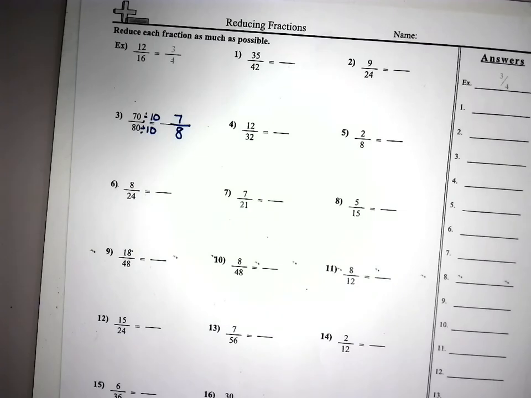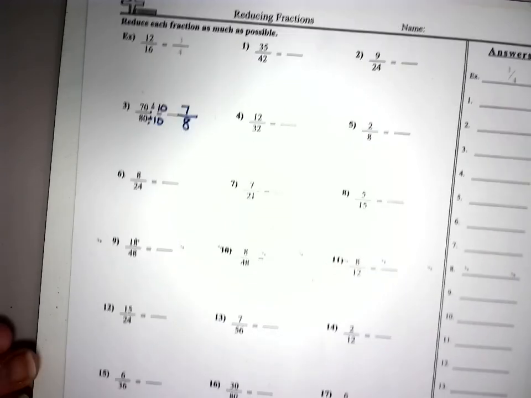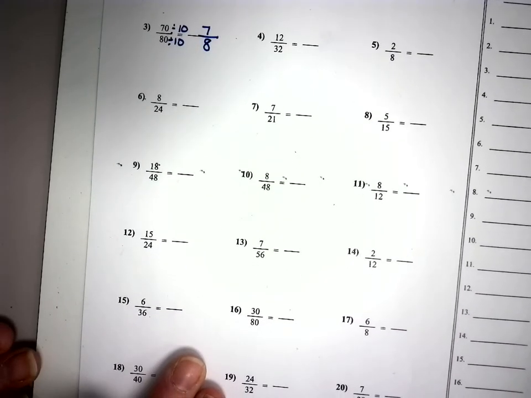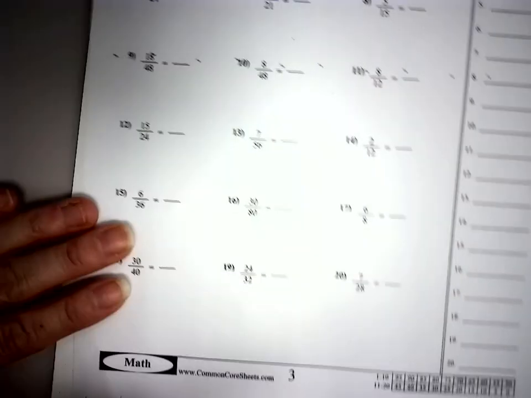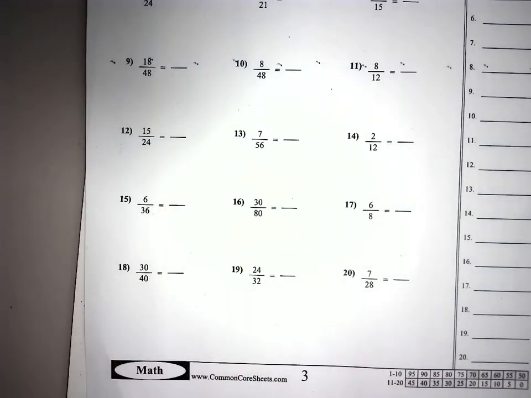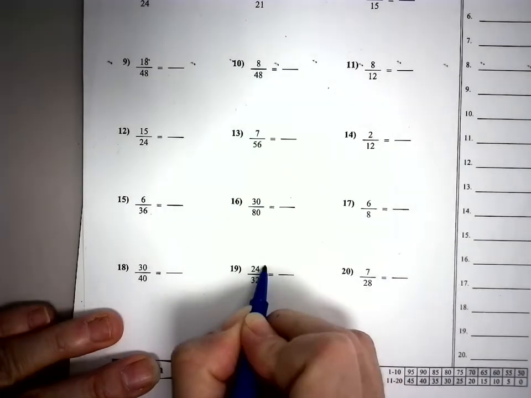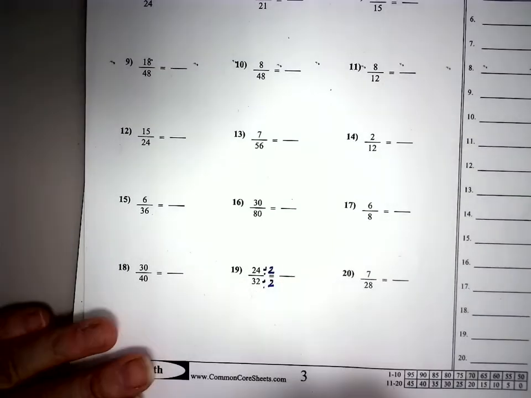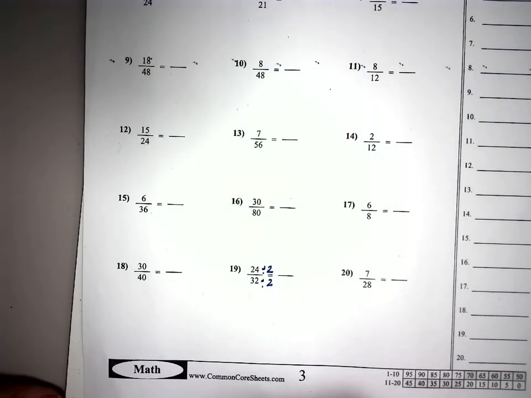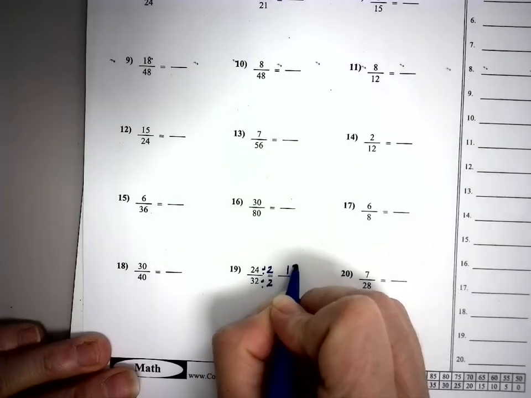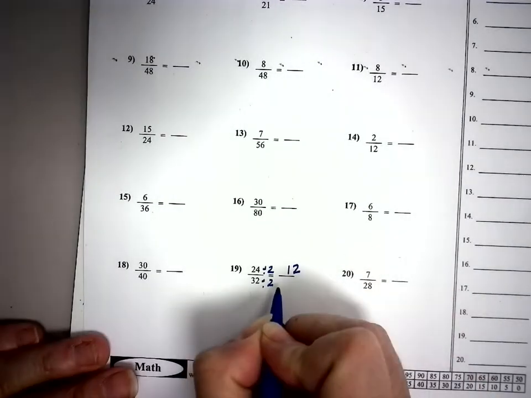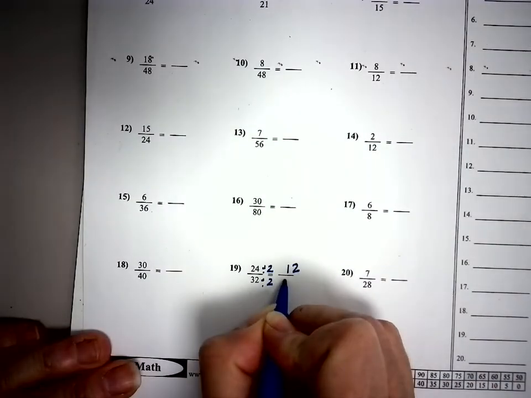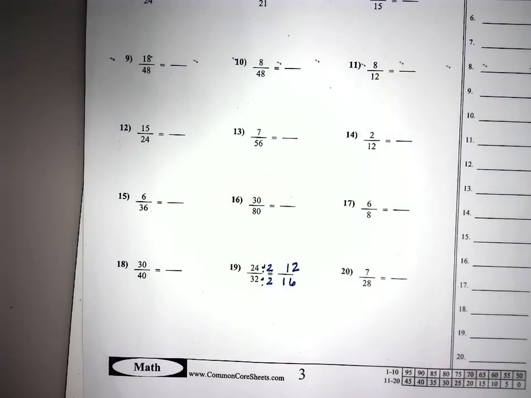Another thing you can do if it gets really hard, let's look at 24/32s. If you do not use the greatest factor the first time, it's okay. You're just going to have several steps. So when I see two even numbers, I know I can divide 2 into those numbers. So if I divide 2 into 24, that would give me 12. If I divide 2 into 32, that gives me 16.